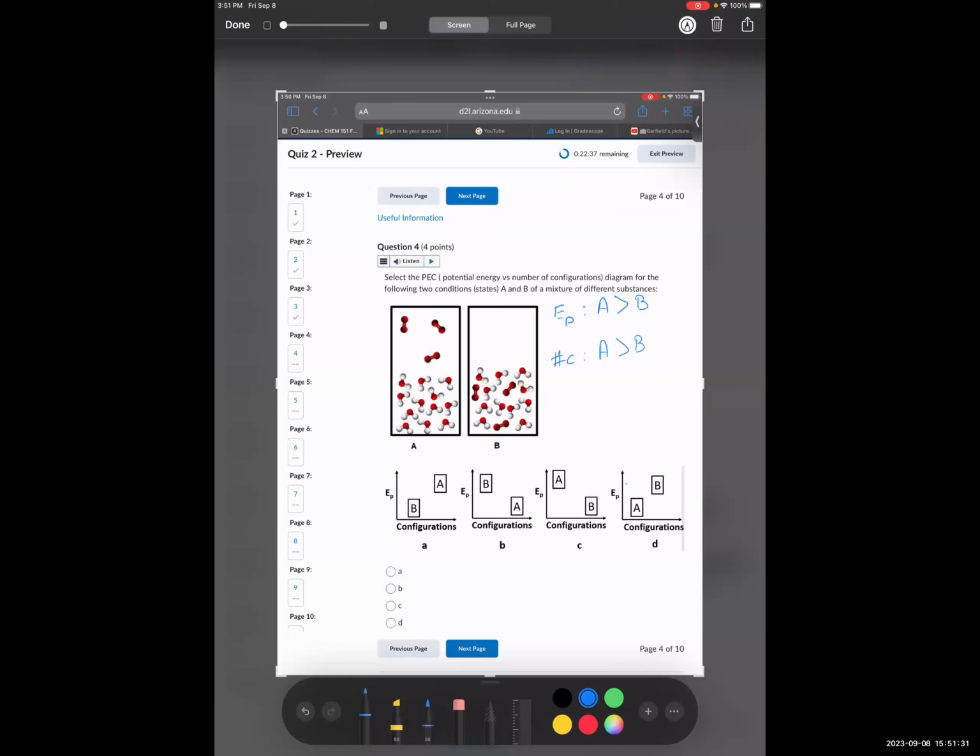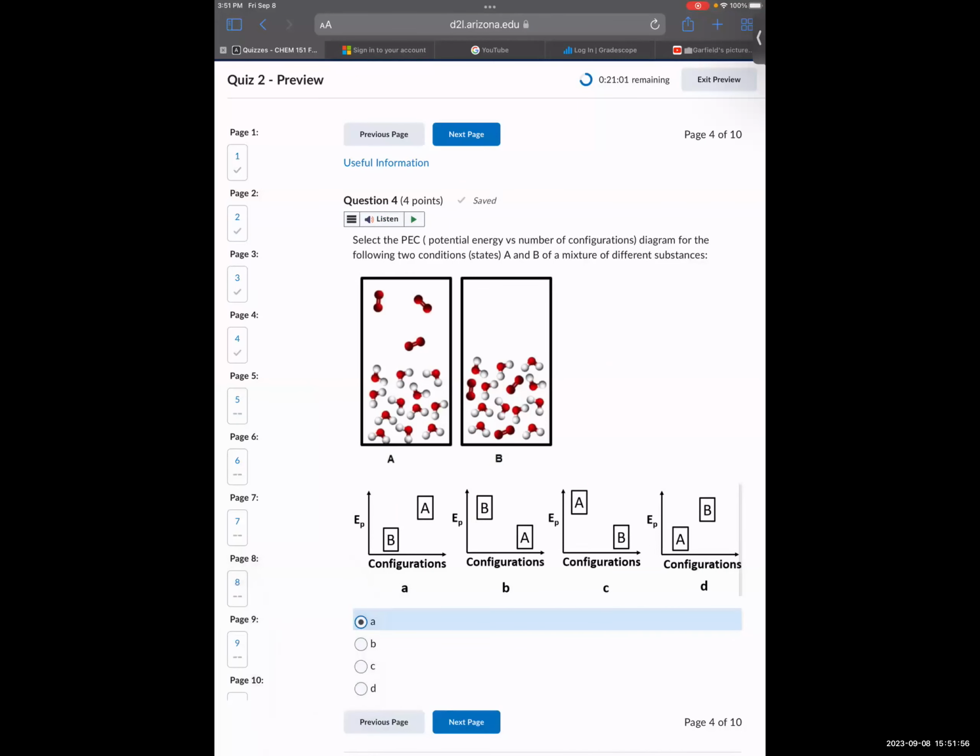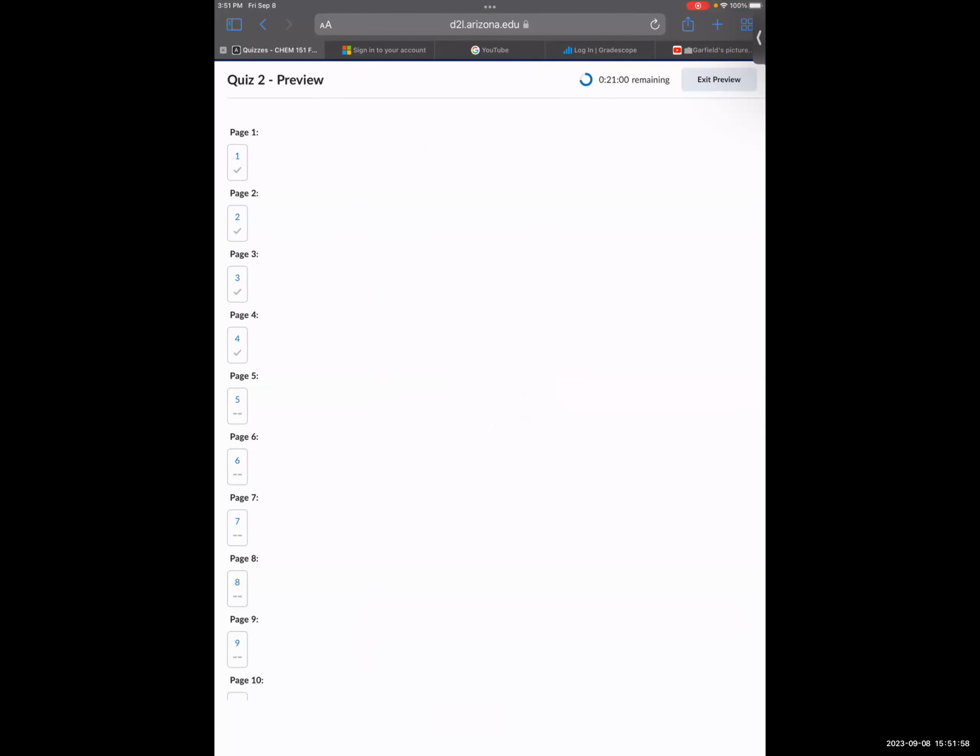So these options are out. And also A should have a higher number of configurations, so it should be more towards the right on the number of configurations axis. That should be option A, not C. So let's select option A and go to the next page.